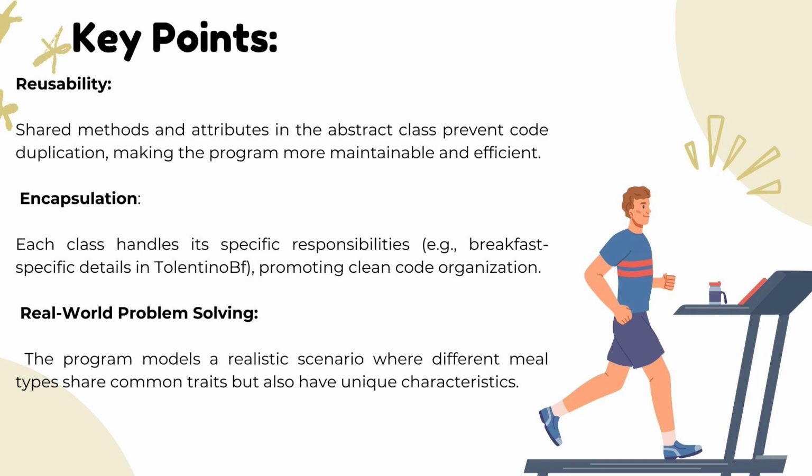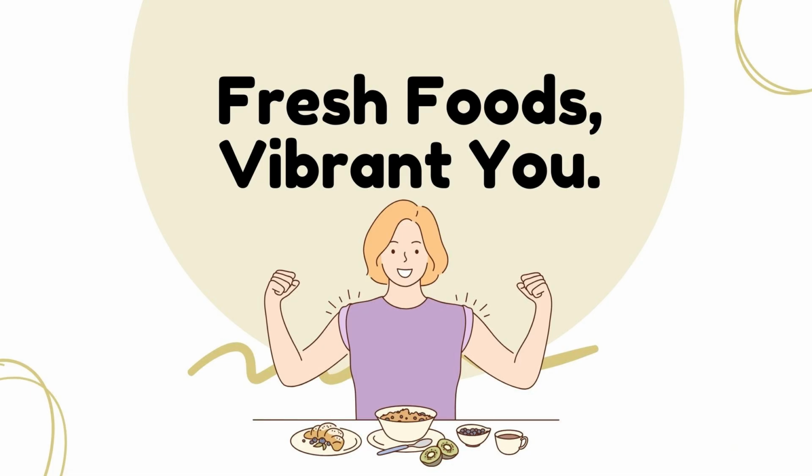Key point number 5 and number 6, encapsulation. Each class handles its specific responsibilities, like breakfast-specific details in Tolentino BF class, promoting clean code organization. And through this activity, we aimed to solve real-world problems like meal planning using OOP, especially the abstraction principle. That's all, thank you.